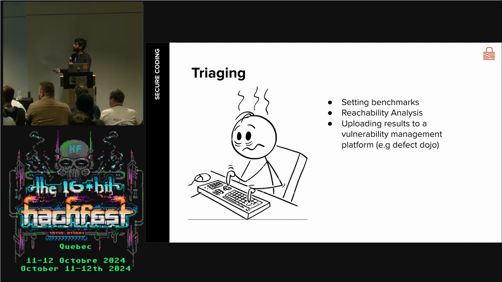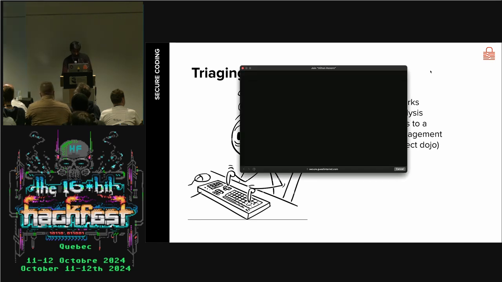And thirdly, we upload the findings to a vulnerability management platform. At DoorDash, we use Defect Dojo. This helps us deduplicate findings across services or even within services.